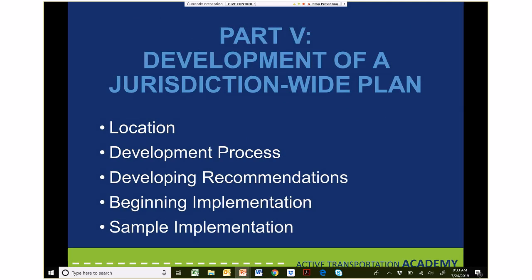So then, last but not least, the most important part of all of this that we're building up to is developing your plan for active transportation in your community. And so we'll take a look at all of these bullet points here, everything from, what is the boundary for your plan to how are we developing the actual plan itself and the recommendations, and then how are we actually implementing it.